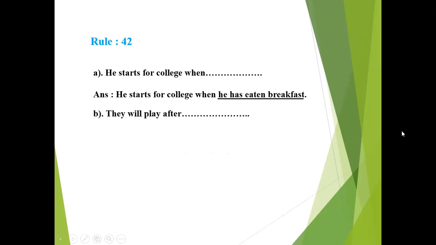Number B, they will play after dash. Here before after, they will play is in future indefinite tense. So after it present perfect tense will be used. So the answer will be, they will play after the rain has stopped.